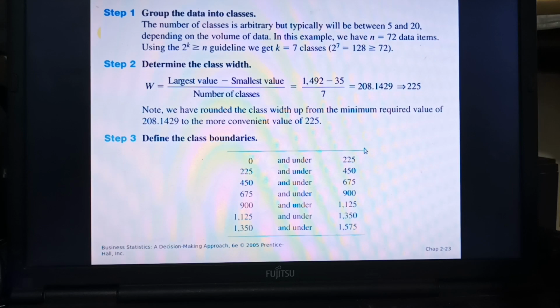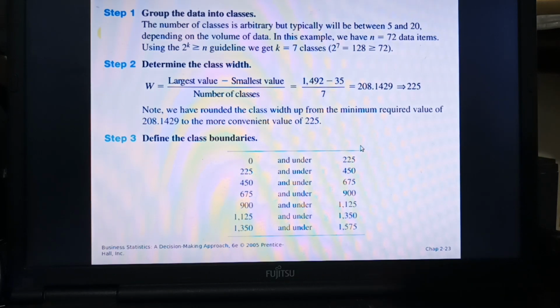Now we can do this in several steps. Step 1, group the data into classes. The number of classes is arbitrary, as we discussed earlier. It depends on what the researcher wants and his or her experience. It is arbitrary but typically will be between 5 and 20 depending on the volume of data. In this example, we have n equals 72 data items.